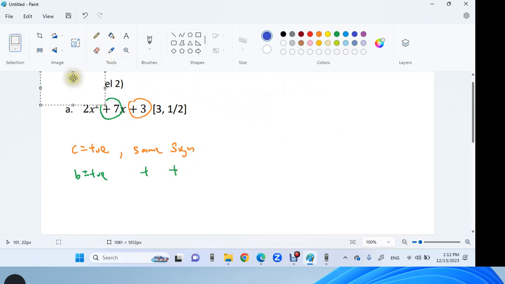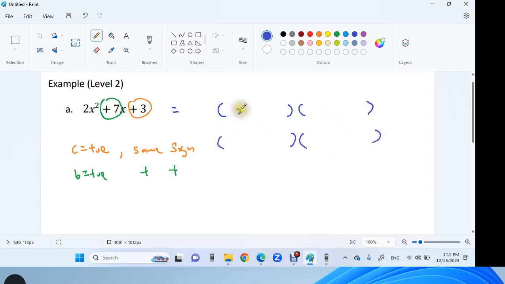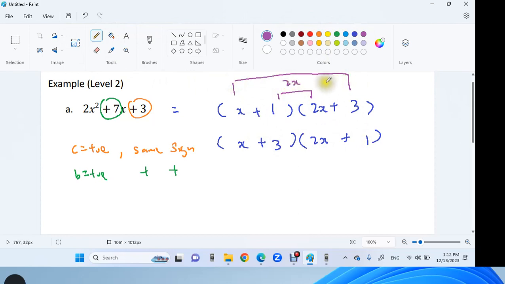So the 3, they have 1 times 3 on it. So this one, that is 2 possible. So we have x, 2x and x, 2x, 1 3, 3 1, plus. Then what you have here is 1 times 2, 2x, 3 times x, 3x. So when you add up, it will become 5x. This 6x and this x you add up, it becomes 7x.